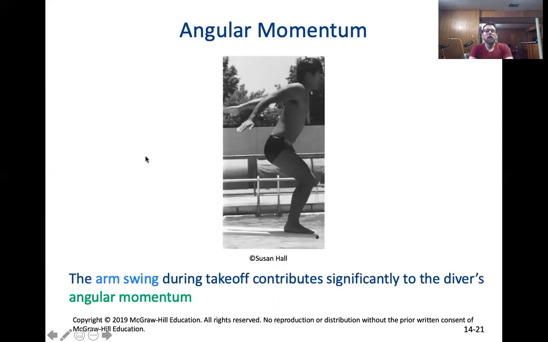So what can we do to get ourselves a better takeoff or a better impulse? Swing your arms. The arm swing during the takeoff contributes significantly. Doesn't matter if we're on video or not. The arm swing contributes significantly to angular momentum buildup. It can get you a greater amount of impulse.